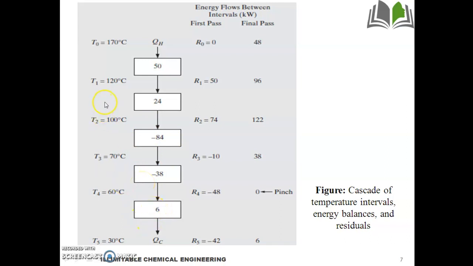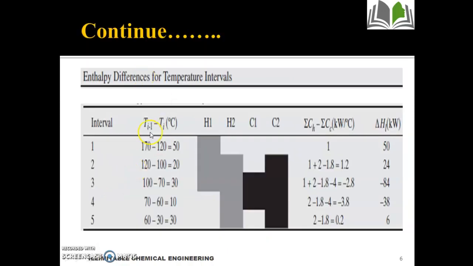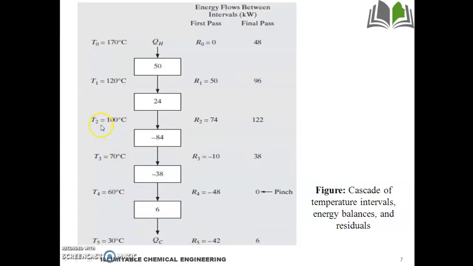What are the temperature intervals written here? That is the starting temperature of all the intervals: 170, 120, 100, 70 and 60. That is written here as T0, T1, T2, T3, T4 and T5, right? Now what we will do in the first pass is add 0 kilowatt energy. Means for the heat utility we have assumed that we are not adding anything. So R0 is equal to 0, the energy flow between intervals.